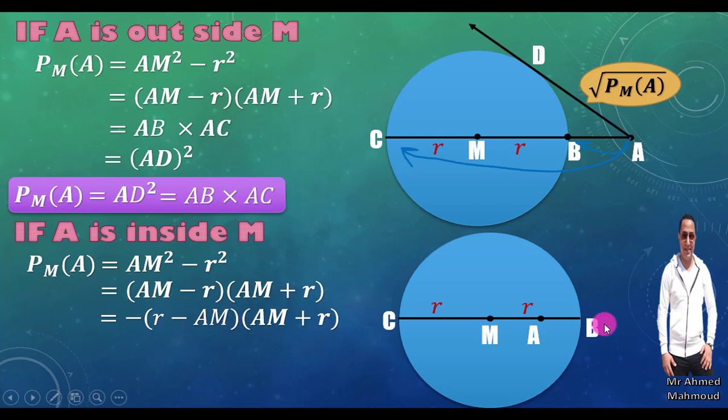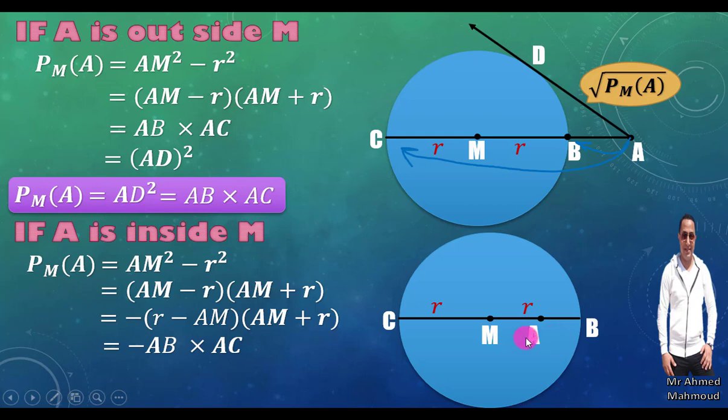R minus AM. Now this is R from M to B. By subtracting MA from R, it gives me AB, and MA plus R gives me AC. Like this, negative AB times AC. Finally, P of A equals negative AB times AC. That's if A is inside the circle. Here it's positive because A is outside, but here it's negative because A is inside.